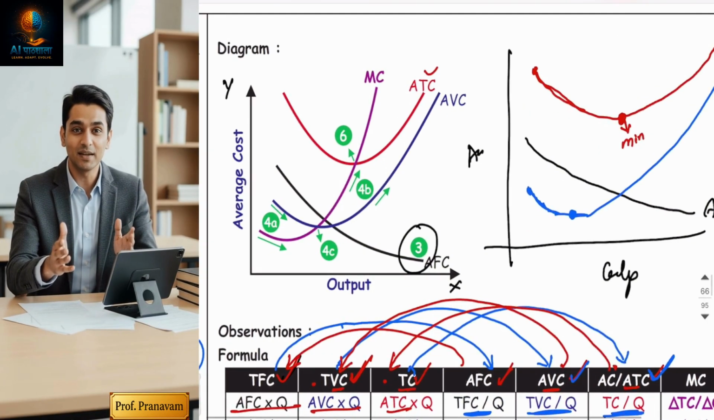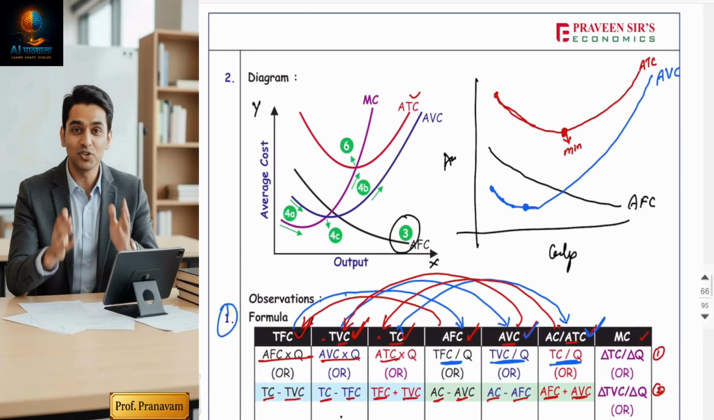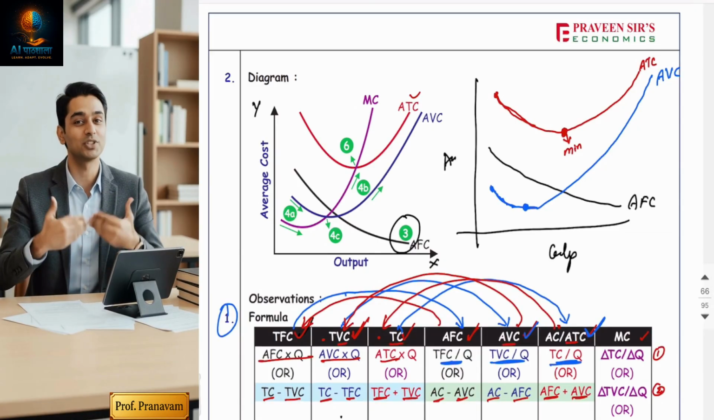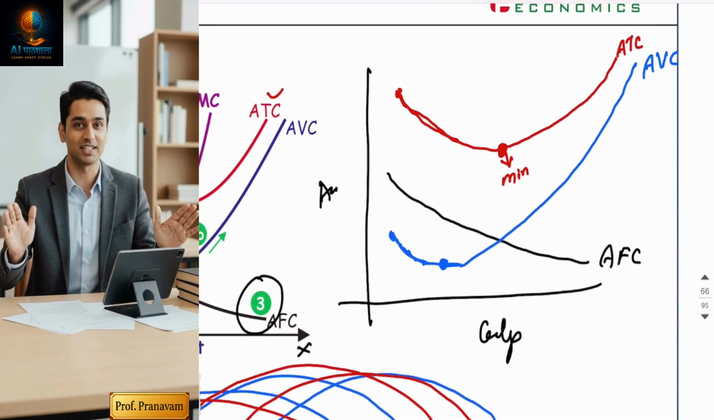Then another one is marginal cost. Marginal cost has been derived from variable cost, right? So how is my variable cost?